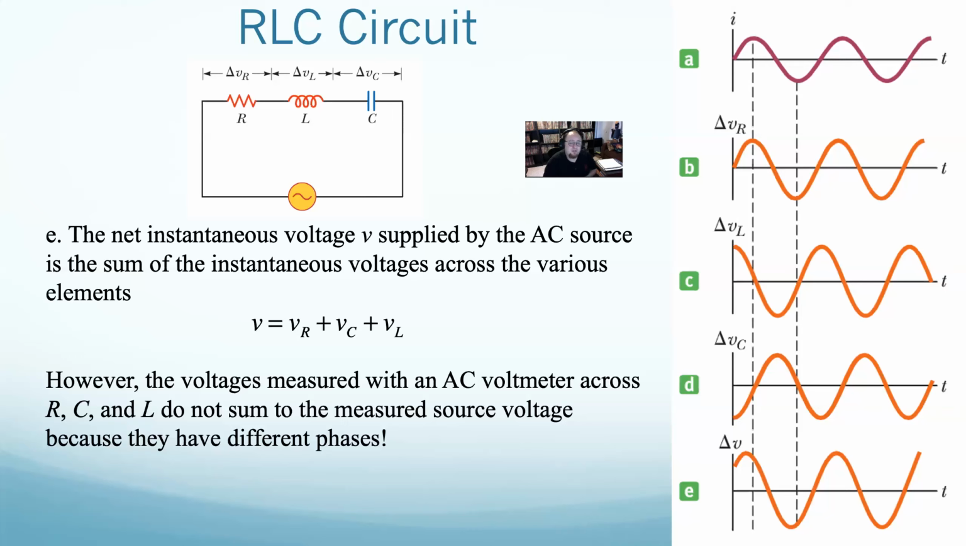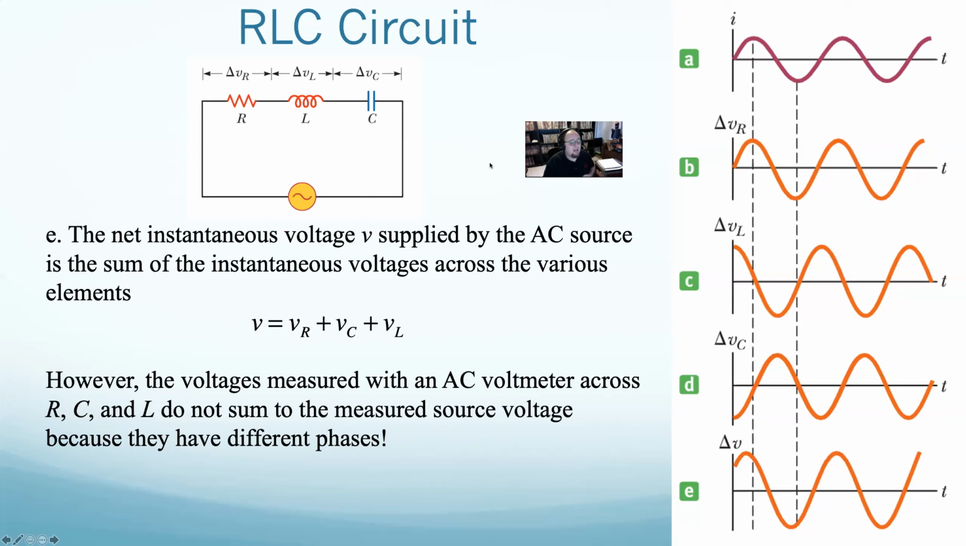But the thing is, an AC voltmeter doesn't read instantaneous voltage. It does work for instantaneous voltage: the instantaneous voltage at any given point here plus here plus here does equal this. That will be true. But when you use a voltmeter set to AC, it gives you RMS. And the RMS over this, plus the RMS over this, plus the RMS voltage over this, will not be the same as the RMS voltage on the battery, because they're out of phase with each other. The peaks happen at different times.